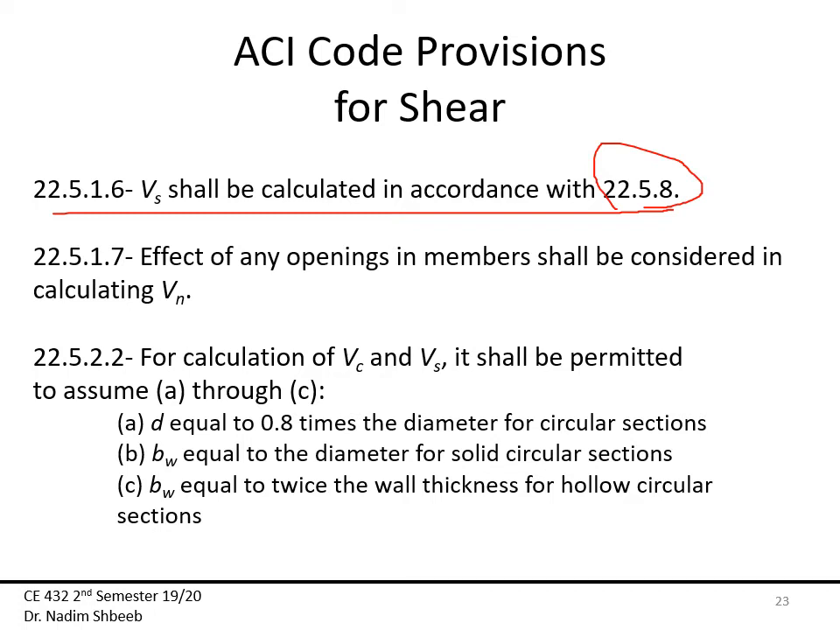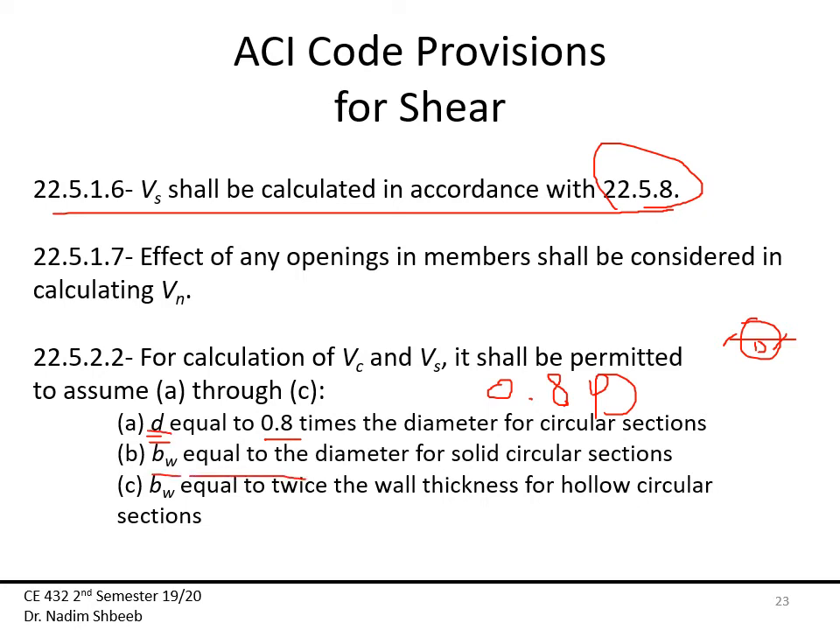Now, there's also the issue of how do I deal with d and b web if I have a circular section. In this case, if I have a circular section, then d would be equal to 0.8 times the diameter. So if this is my circular cross section, and this is my diameter D, then d is 0.8 D. Okay, I think this is right. So this is as far as this is concerned.